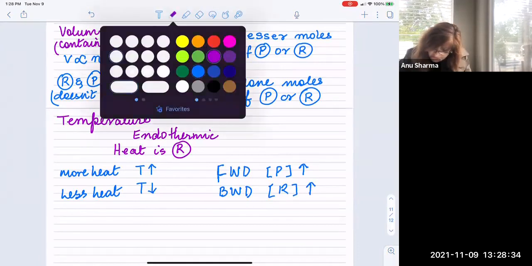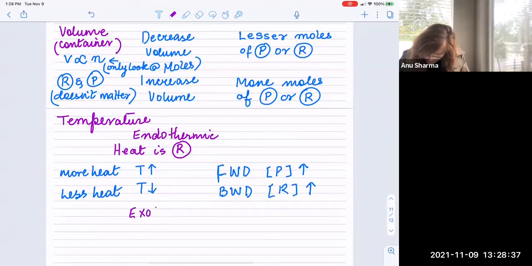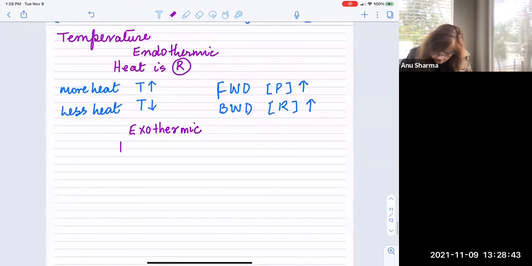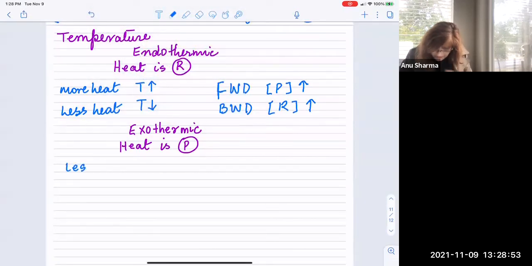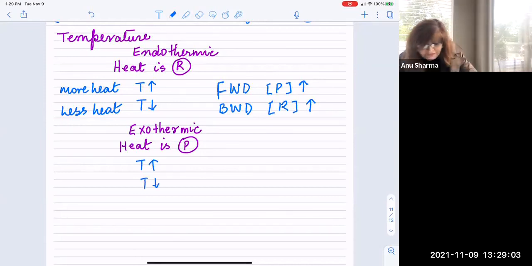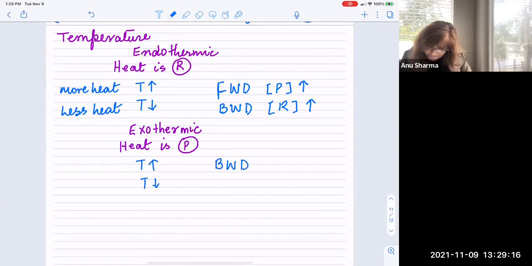On the other hand, if the reaction is exothermic, in this case the heat is a product. So when heat is a product, what happens when the temperature is increased or decreased? How does that affect it? When you increase the temperature, you're increasing the product side. So now the system is going to move backward, and the reactants are going to be more.